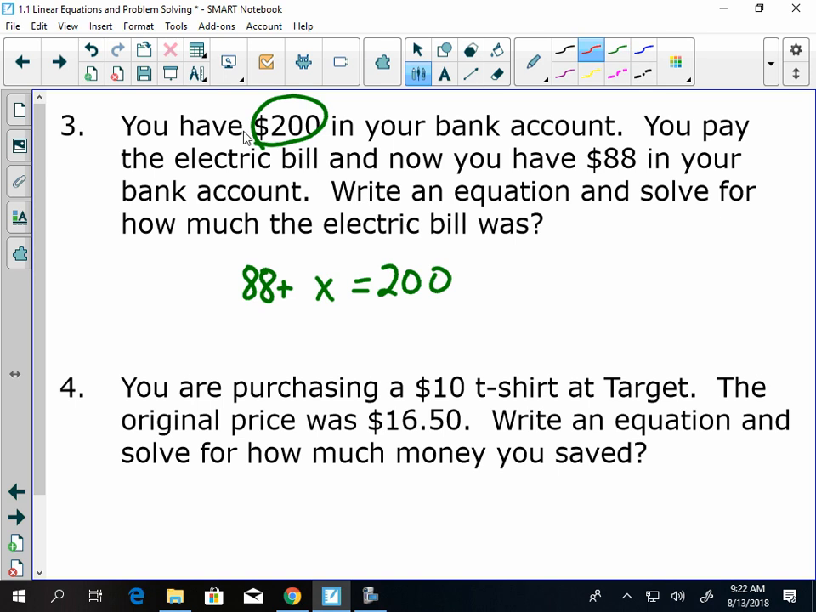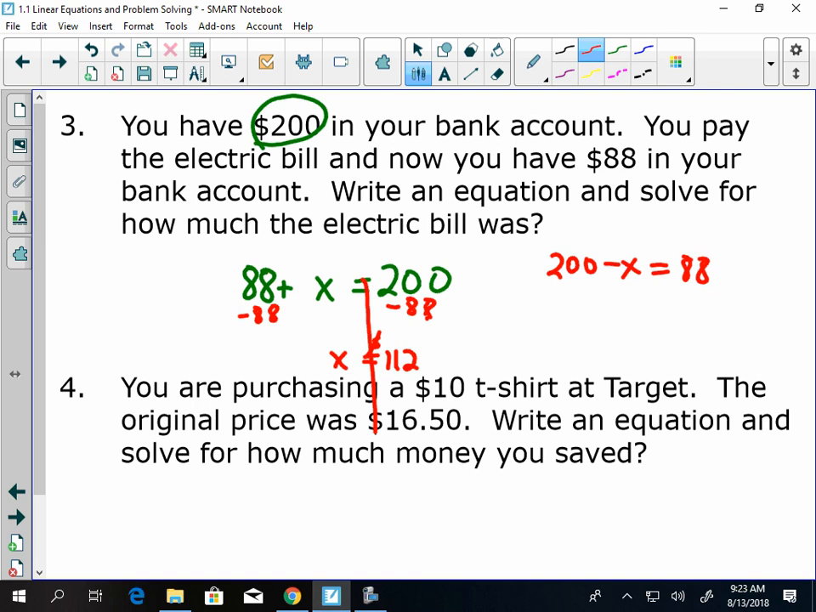So how do I solve for X? Subtract 88. What does X equal? 112. Now, I got to put my dollar sign here. Now, a lot of people might put it up like this: 200 minus X equals 88. Because this makes sense too, doesn't it? I had 200. I subtract my electric bill. I now have 88 left.